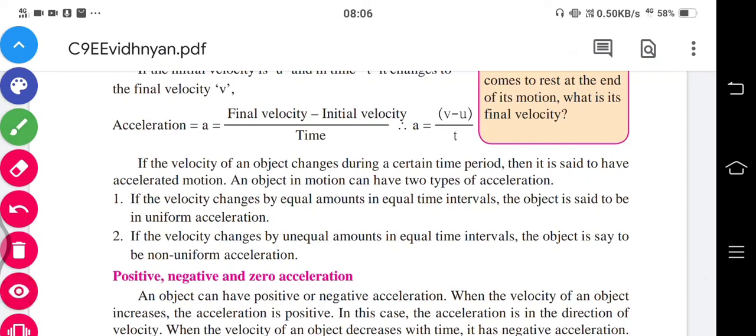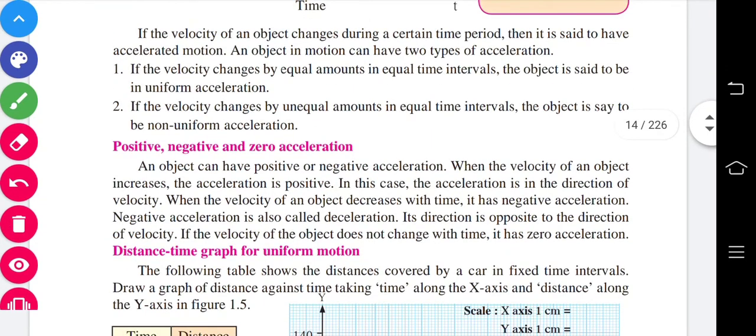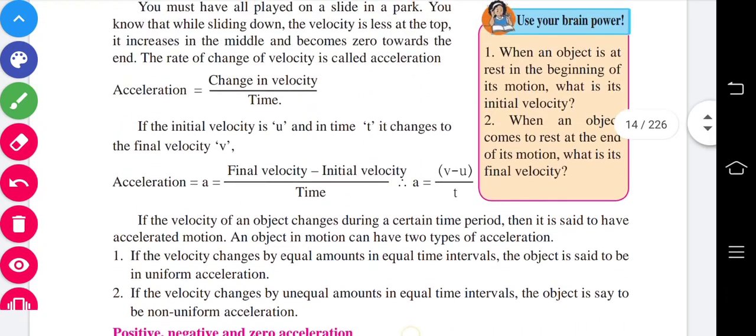Now positive, negative and zero acceleration. The acceleration can be negative, positive or zero, and that will be studied here. So positive acceleration and negative acceleration. Up to this you are clear? If in doubt, you can ask me.